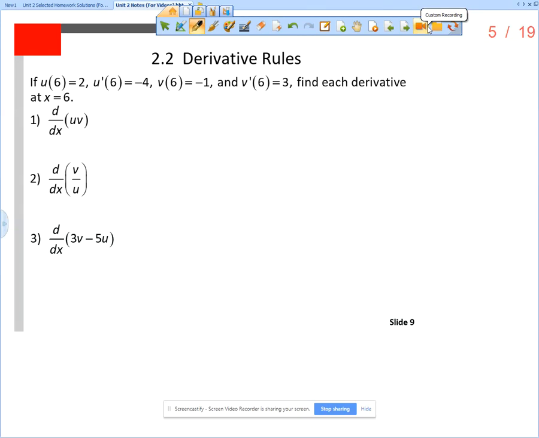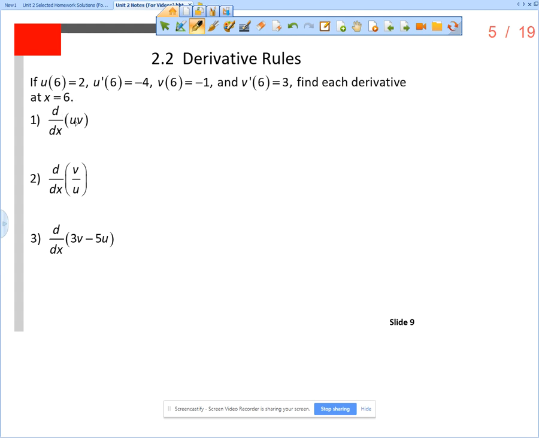This is the video for section 2.2 notes, slides 9 and 10. All right, so you're told here, if u of 6 equals 2, u prime of 6 equals -4, v of 6 equals -1, and v prime of 6 equals 3, find each derivative at x equals 6.